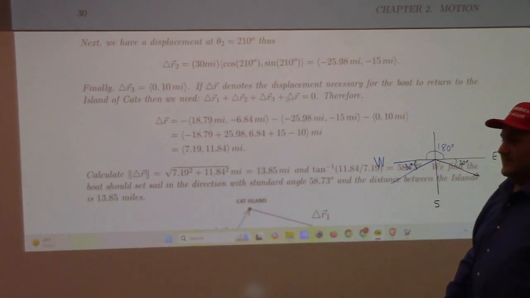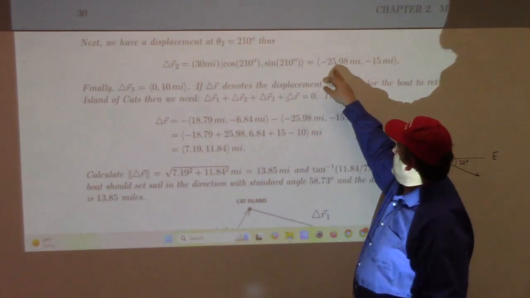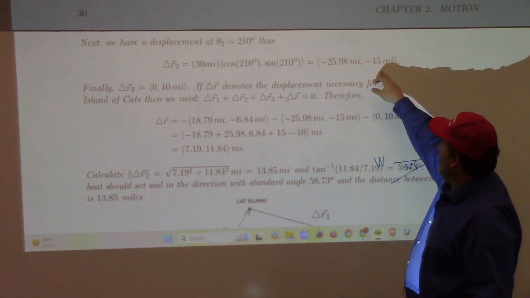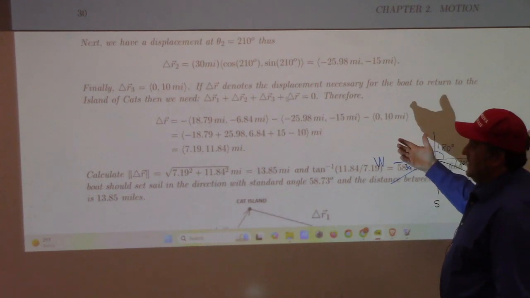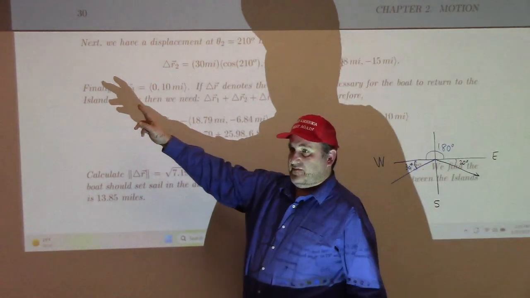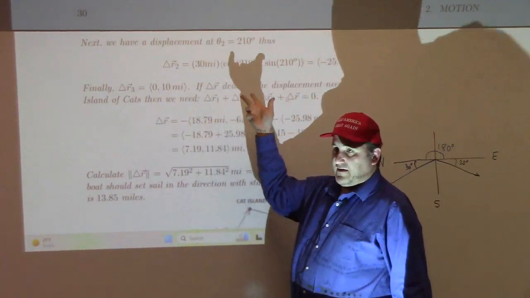All right. So 210 degrees, 30 miles. That gives us minus 25.98 in the x and minus 15 miles in the y. And then finally I have 10 miles north, right? 10 miles due north. I don't need trigonometry for that. That's just 0, 10 miles. That was the final leg of the journey.